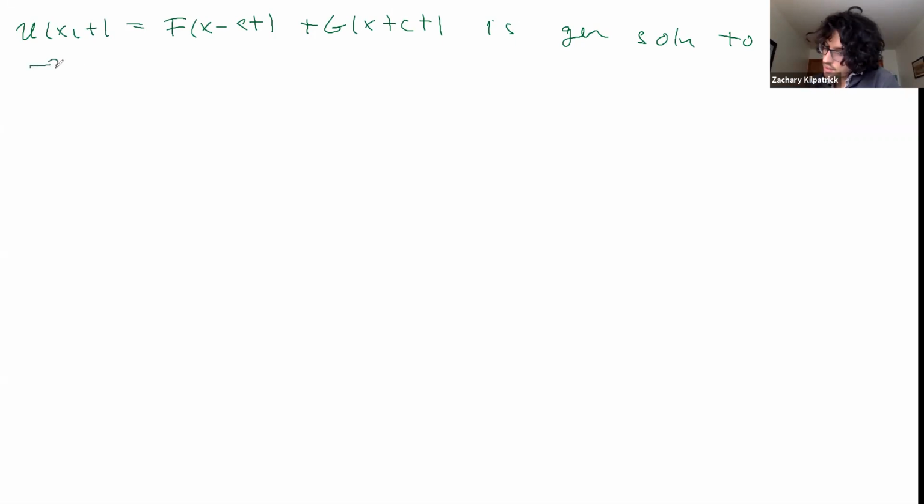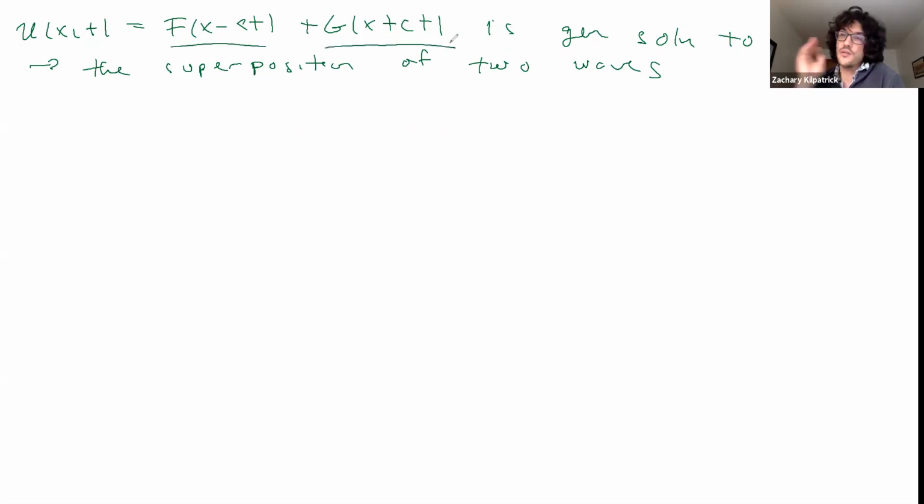And it's essentially the superposition of two waves, right? We've already discussed the transport equation before. Each of these two parts of our solution is just a wave going in opposite directions, right? One of them's going to the right, f of x minus ct, assuming c is positive. And one of them's going to the left, g of x plus ct, okay?